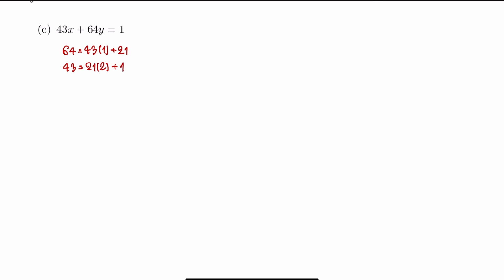And then we have 21 divided by 1, and the quotient turns out to be 21. And that's it. So the last remainder is 1. That means that by the Euclidean algorithm, the greatest common divisor of 43 and 64 is 1.